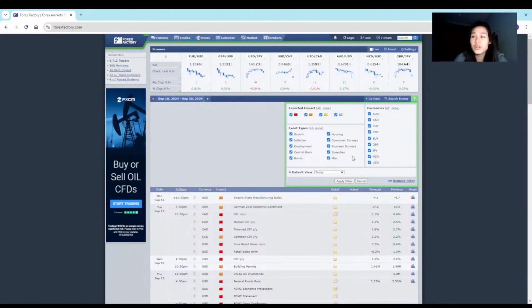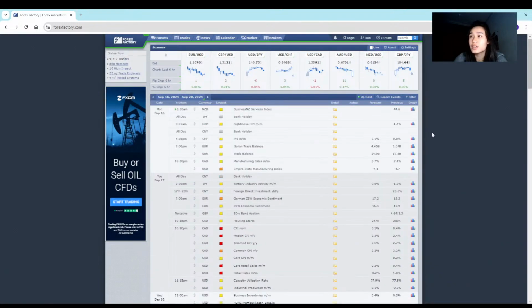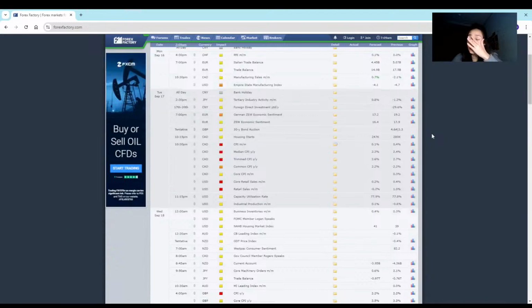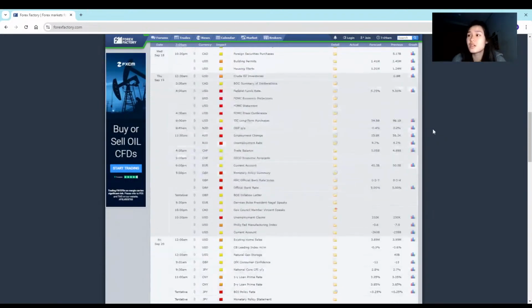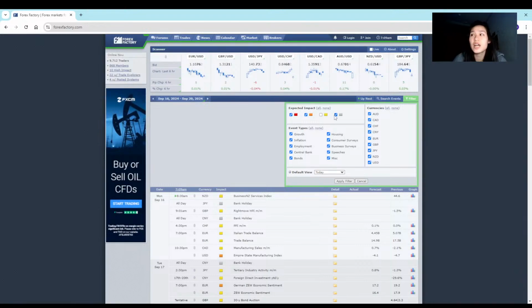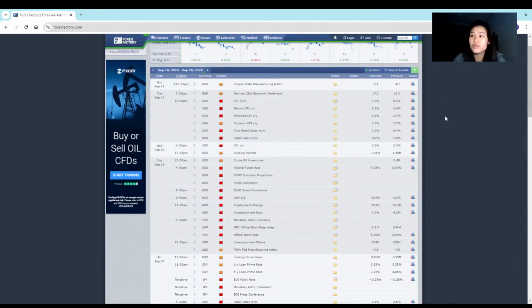You can also filter out any event types that you might be looking at or any currencies. Apply filter, and you can see there are a lot more events for this week to get through. So when you streamline it to just look at the medium to high impact events, it's a lot easier to get through, and you're focusing mainly on the events that have the greatest impact on your charts.